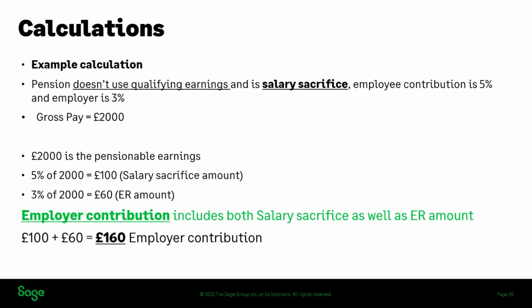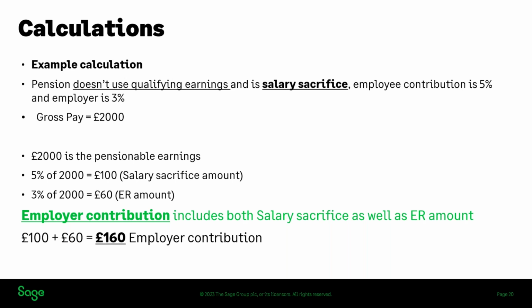One final example for you, and it's salary sacrifice. So we're going to calculate salary sacrifice one. So pension, again, we're going to stick with not using the pensionable qualifying earnings for this example, but you would still need to do that additional step if you are using qualifying earnings. Gross pay this time being £2,000, and it's a salary sacrifice.